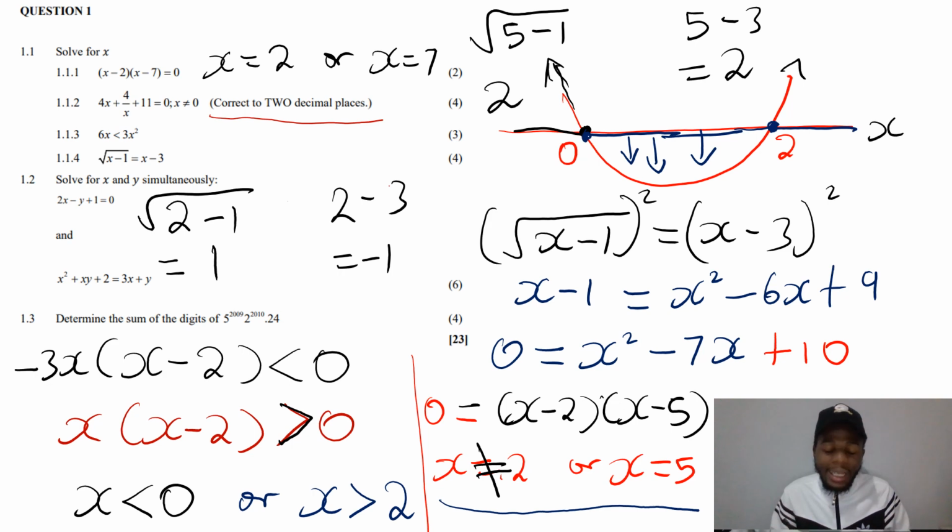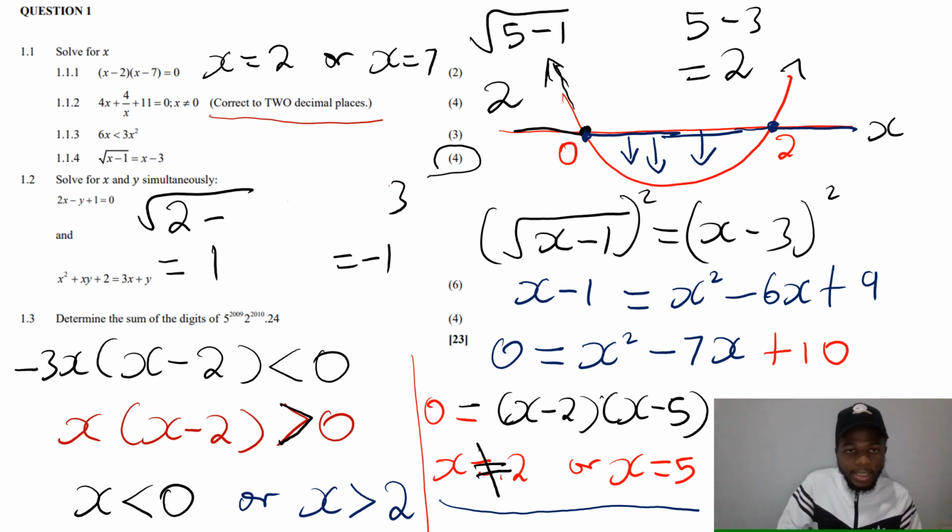So it's very important to indicate the other one is not correct. This question has 4 marks. So if you don't indicate this, you're going to get 3 marks only. So you have to indicate the other one is not correct by using the original equation to check which one is correct, which one is not correct. It's very much important.